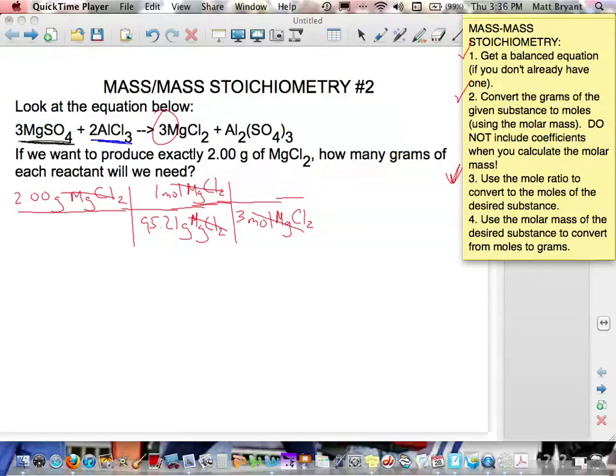And then, on top, hey, looky there. We happen to have the same number of moles of magnesium sulfate. Anytime you see this, just like when we were figuring out the formulas for ionic compounds earlier in the year, they cancel out.